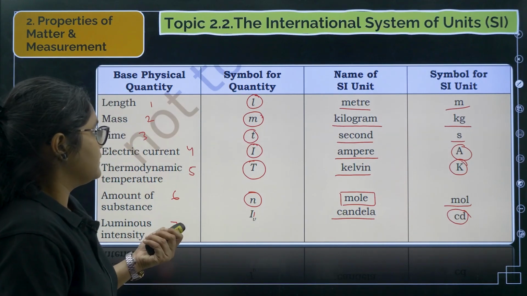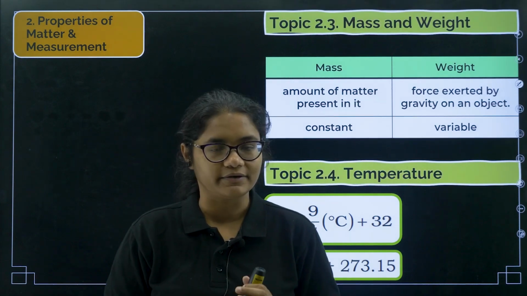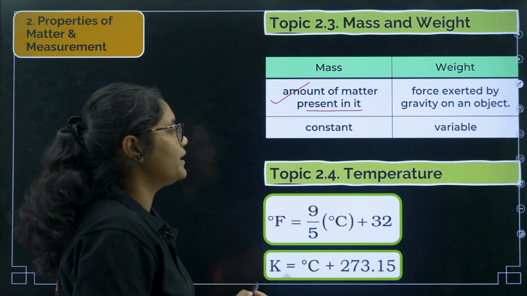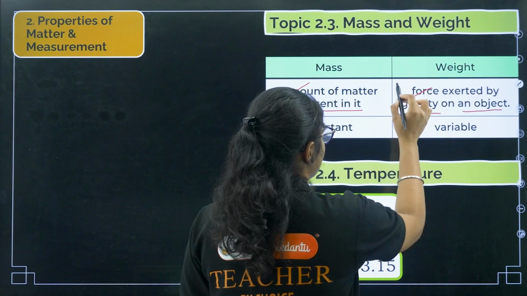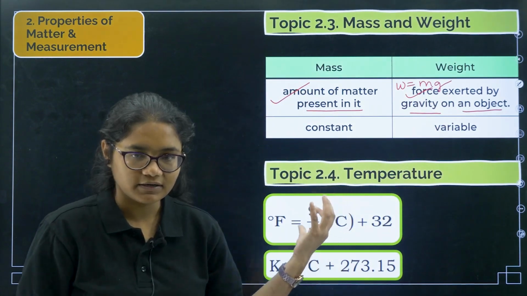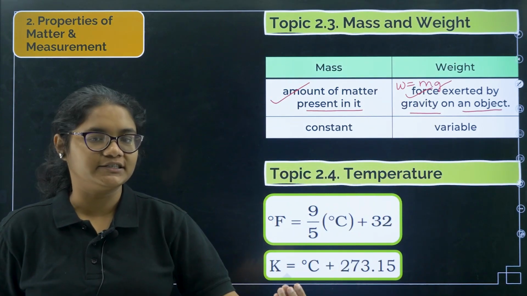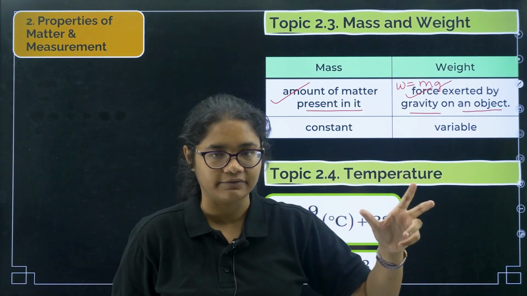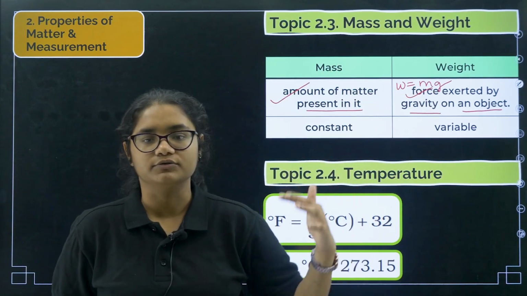Okay, fine. Next, coming to mass and weight. Generally we get confused about mass and weight. Here you should remember that mass is the amount of matter present in any substance, whereas weight is the force exerted by gravity on an object. So the weight formula is mass into gravity. Mass is a constant term whereas weight is variable. Suppose your weight on the earth is 56 kg, it won't be the same on the moon, because your mass is multiplied with gravity to get your weight. When you go to the moon, the gravity will be different, so the weight will also be different.